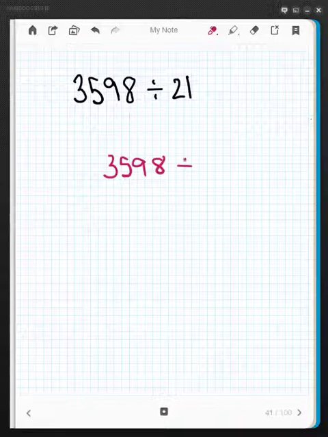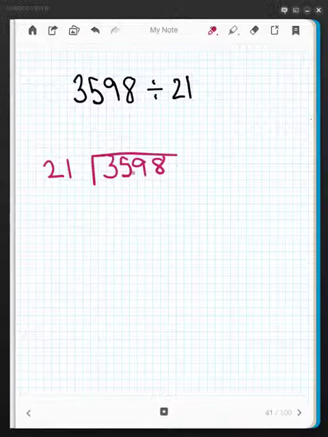3,598 divided by 21. Oops, maybe you ought to try this one on your own. So why don't you try it and see how it goes. Pause that video and go ahead and give it a try. Can't hurt.